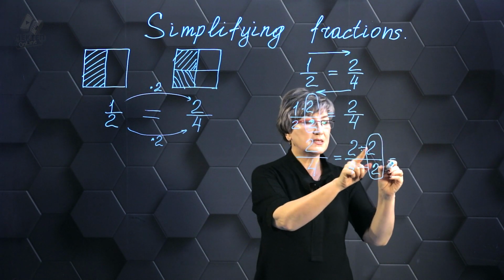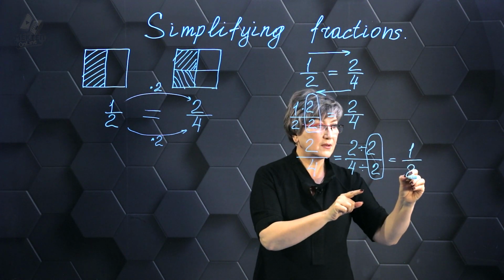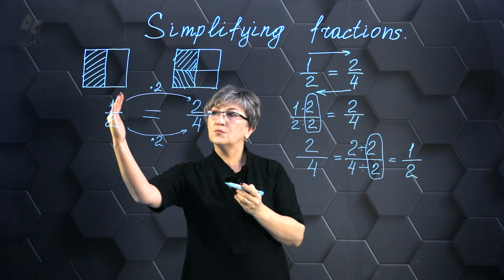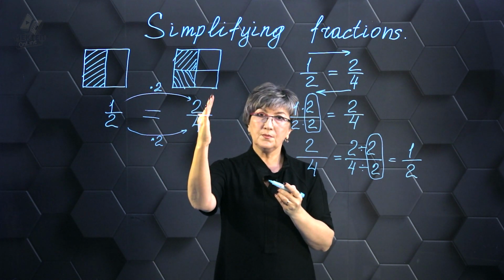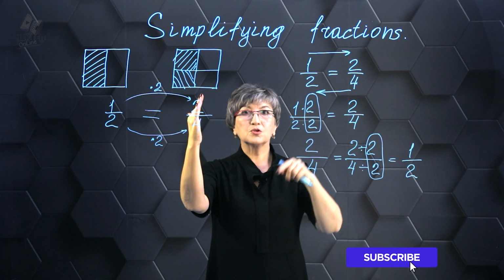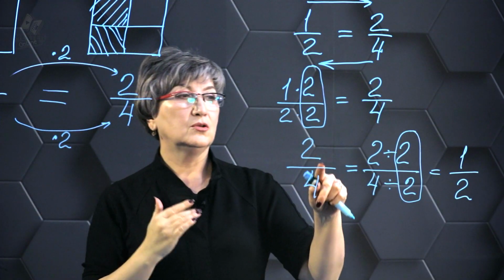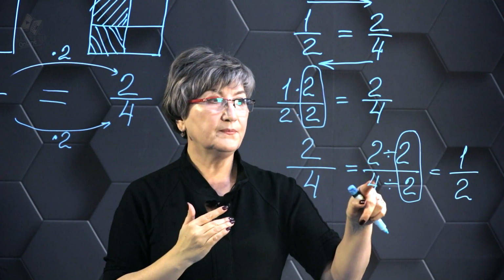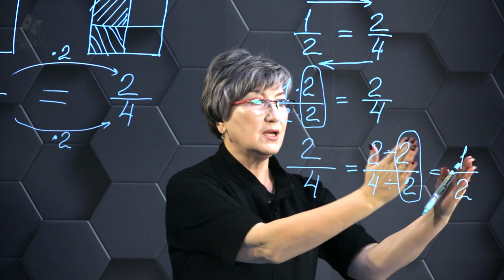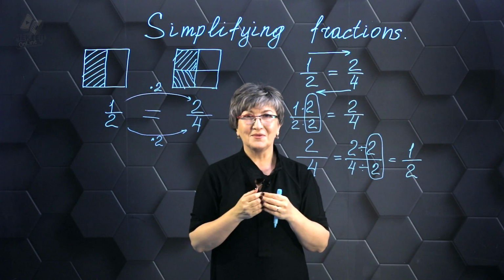2 divided by 2 equals 1, which is the result. 4 divided by 2 equals 2. Therefore, we obtain the fraction 1/2 once more. We can increase fractions by multiplying the numerator and denominator by the same number. And we can also go in the opposite direction if needed. That is, the numerator and denominator we can divide by the same number. And as a result, we obtain smaller numbers. This process is commonly referred to as fraction simplification.